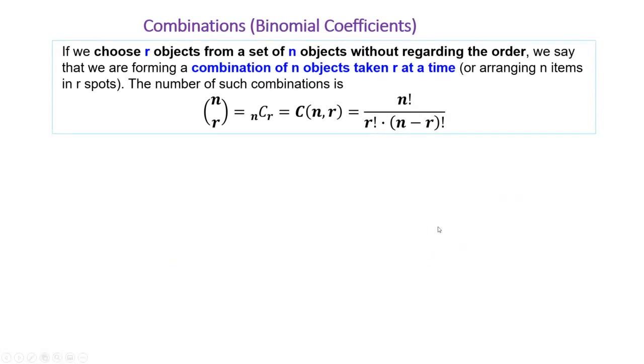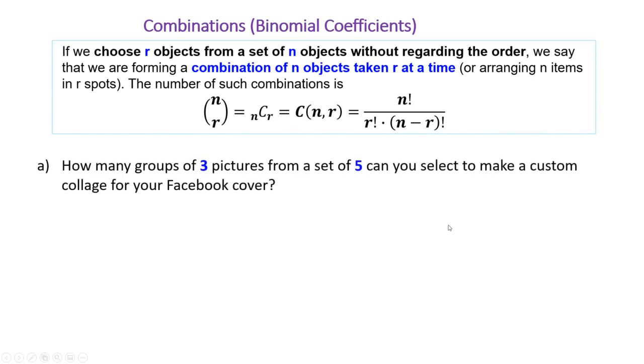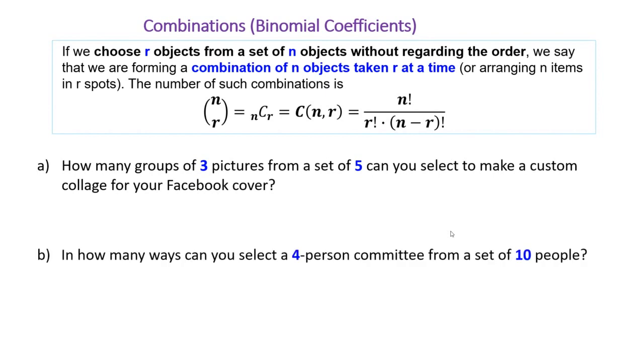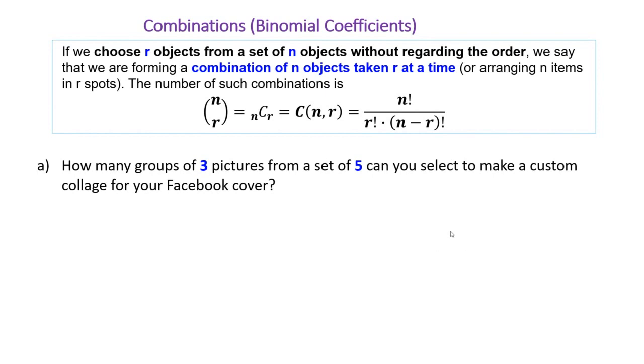For example, if you have 52 cards and you take 5 cards at a time, then n equals 52 and r equals 5. Or how many groups of 3 pictures from a set of 5 can you select to make a custom collage for a Facebook cover? From the set of 5 means n equals 5, taken 3 at a time, r equals 3.